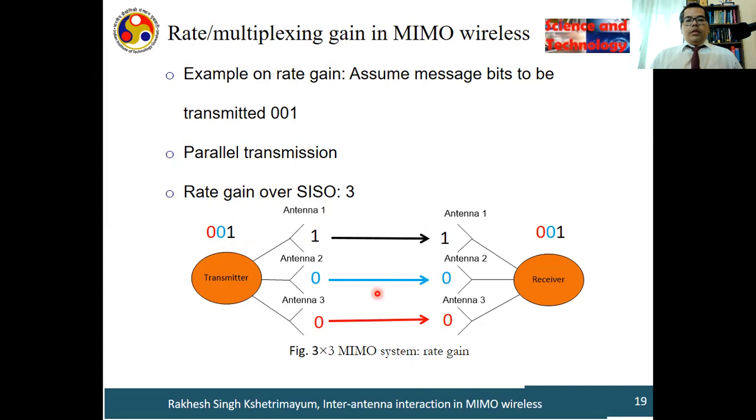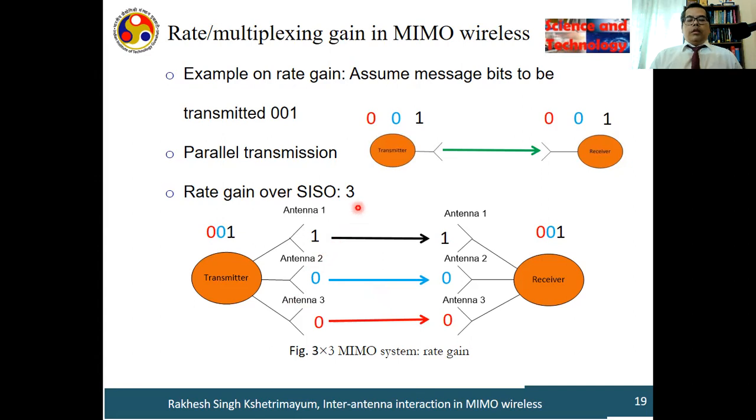But if you consider the SISO system, that is, a traditional wireless communication system which employs one antenna at the transmitter and one antenna at the receiver, if you want to transmit 001, you first transmit 1, then you transmit 0, then you transmit 0. So you are transferring 001 over 3 time intervals. So what is the improvement in the data transfer rate when we employ a 3x3 MIMO system? Obviously, anybody can guess it. It is 3 times that of the SISO system.